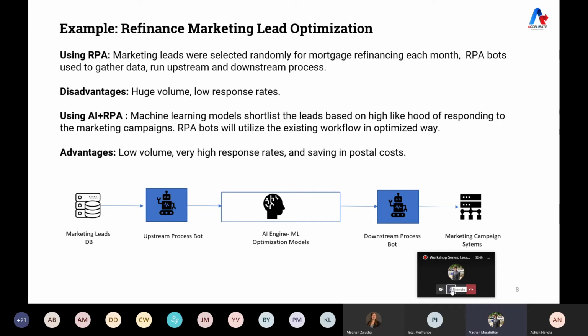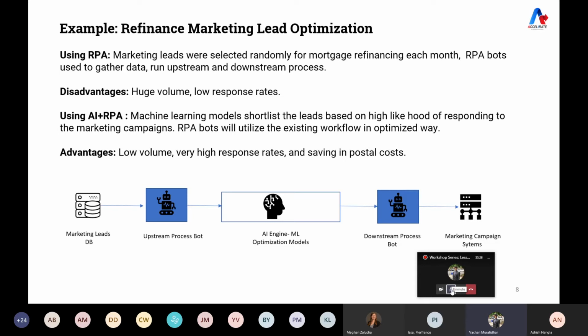What they used to do is they were not optimizing or fact checking individual marketing leads, and they were sending the postal offers for refinancing to everyone based on certain business rules. The problem was it was a huge volume with the lowest response rates. Because the volume was very high, they used to spend a lot of money on postal costs to get a response rate of like 3 or 4%. They were using RPA bots to run the upstream and downstream processes for the marketing campaigns.